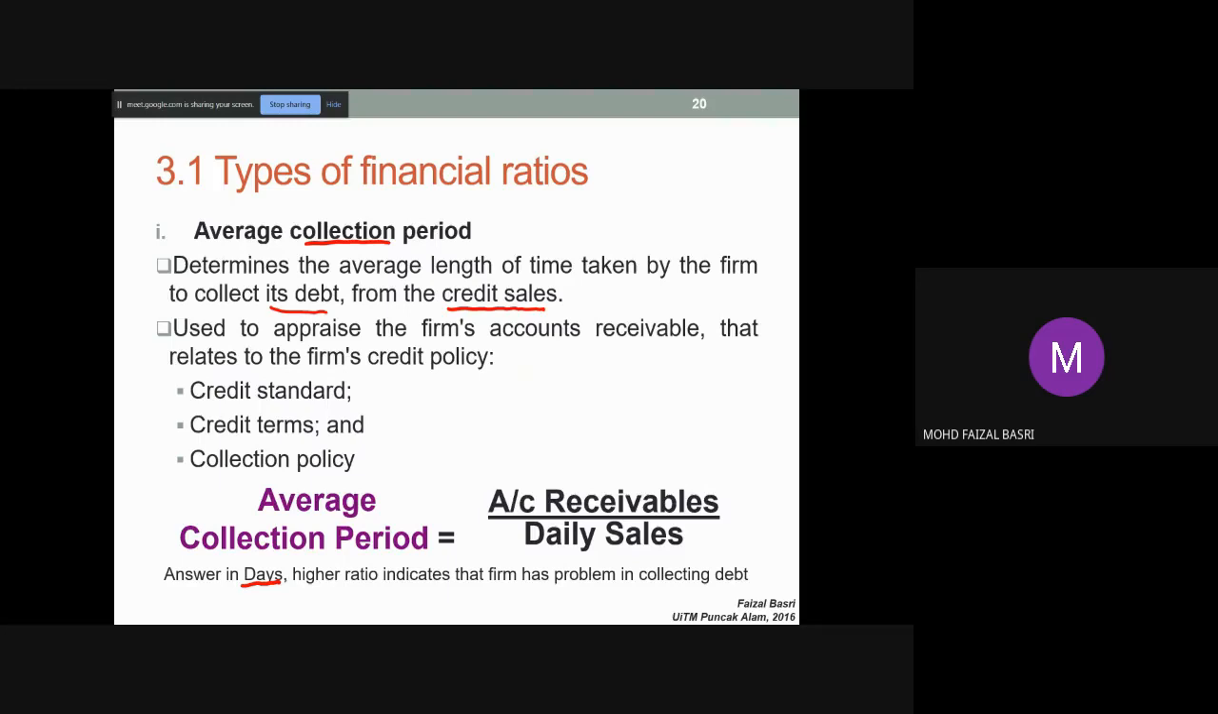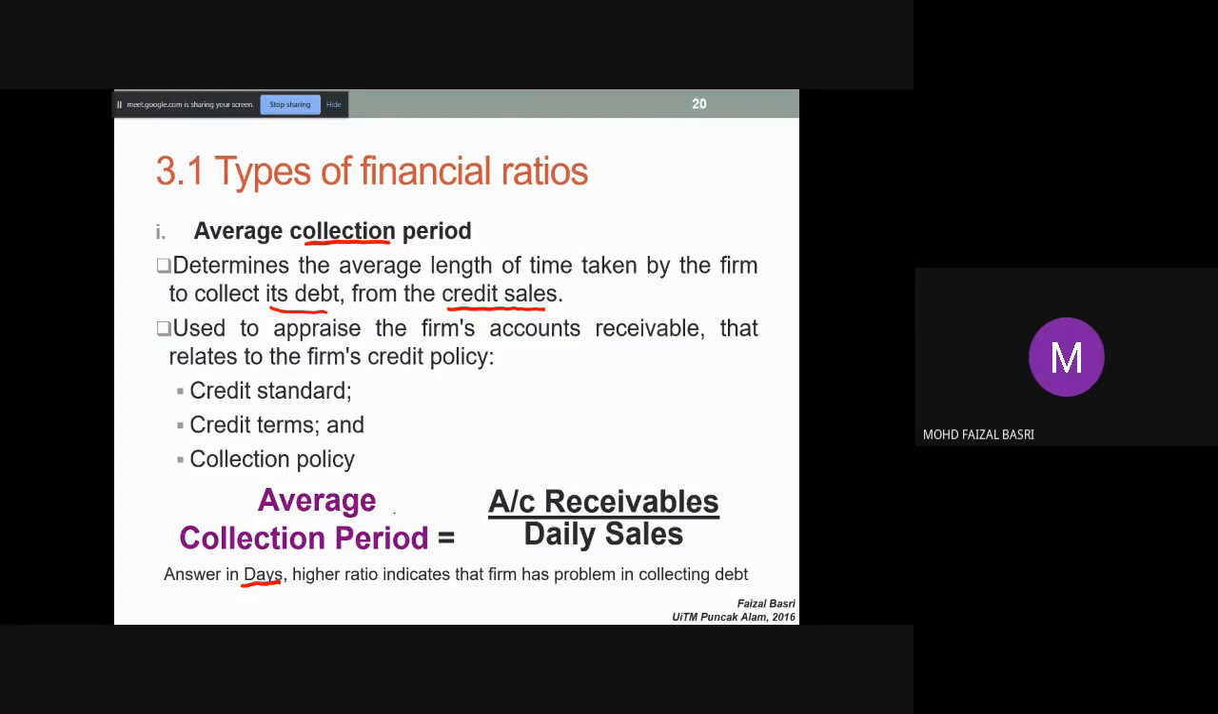So if we want to measure the average length of time taken, obviously the better would be the shorter the number of ACP, the number of days. Right, so here the ACP, again, the lower the ratio, the better. It shows that the company has a faster collection period. When they have a faster collection period, it indicates that the company doesn't have problems in collecting debt. Dia ada problem kalau number ratio dia lagi tinggi lah.